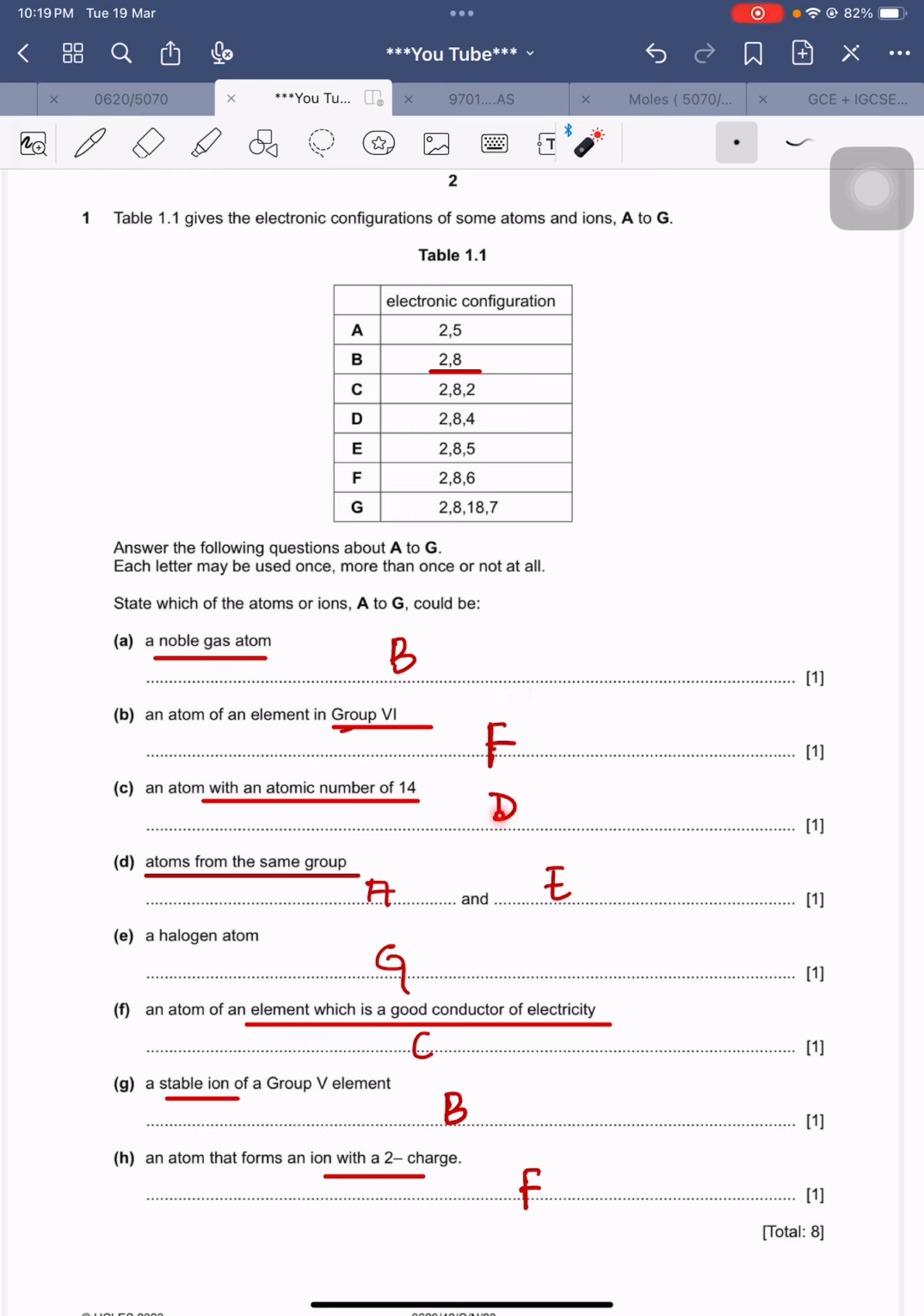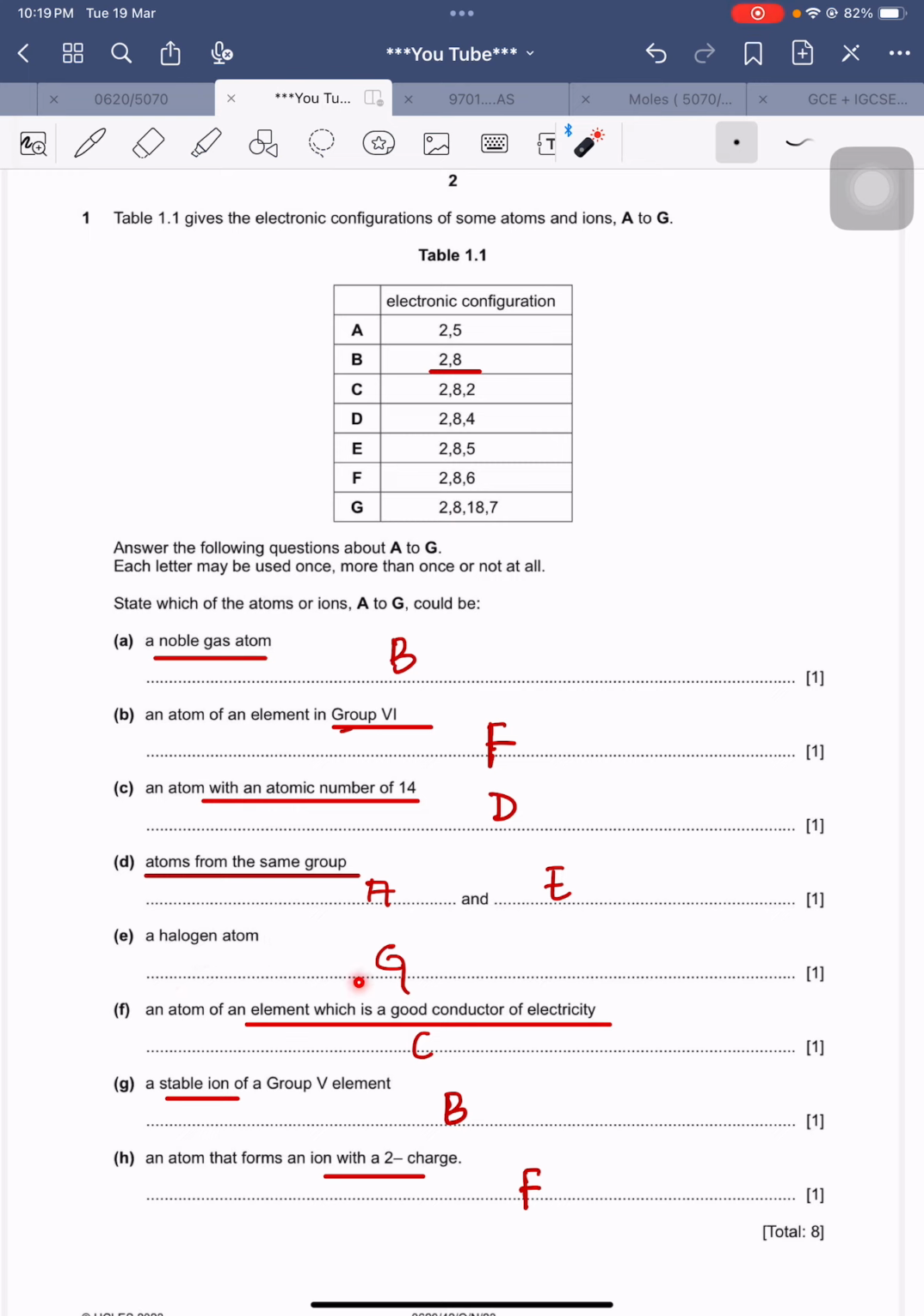Atomic number 14 is D. How? 2, 8, 4. We add this whole thing: 2 and 8 is 10, and 4 is 14. So this is D. Then, they are atoms of the same group: A and E. How? Because A has 5 electrons in its outermost shell, and E also has 5 electrons in its outermost shell. So both of them are part of the same group.